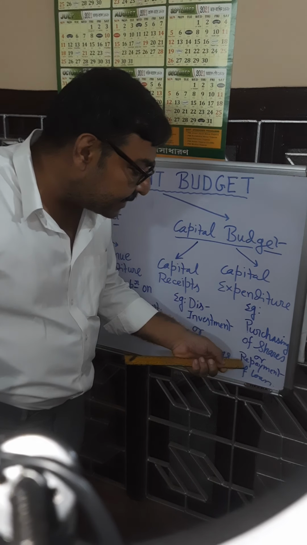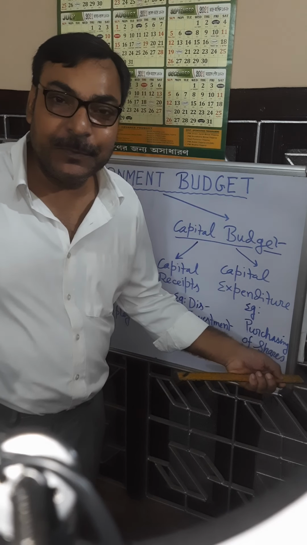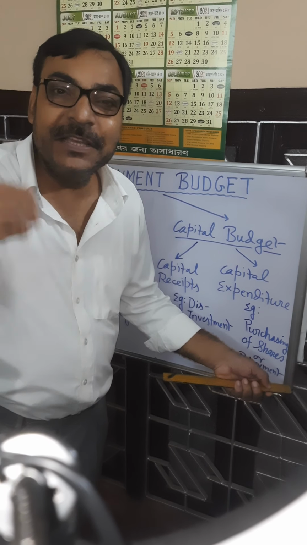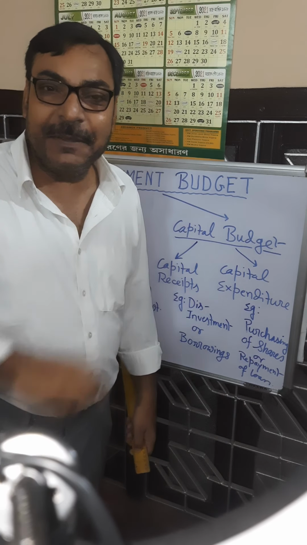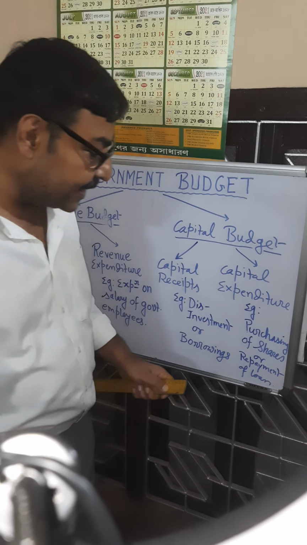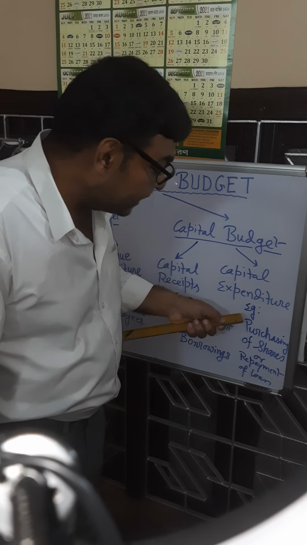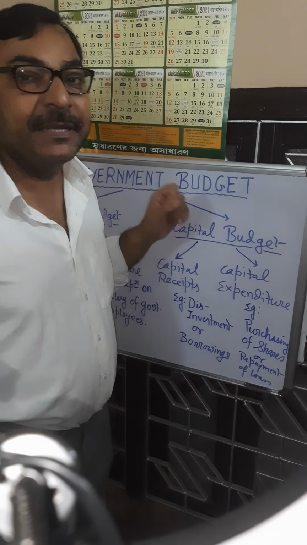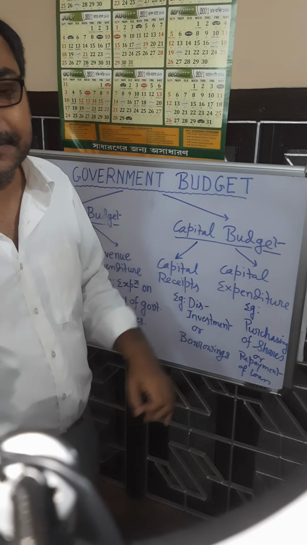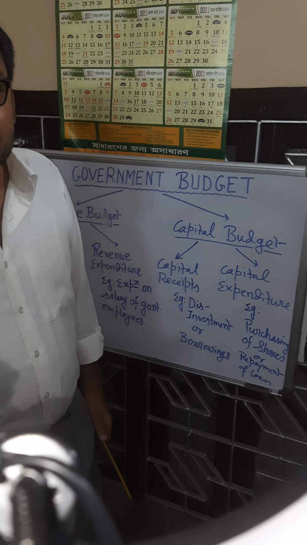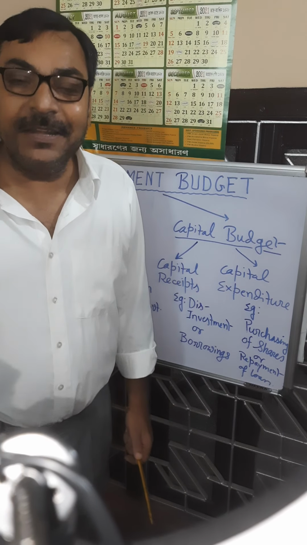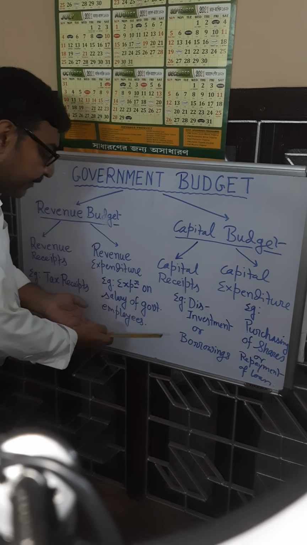Or if the government is spending money for the repayment of loan, when repayment of loan is going on, it is reducing the government's liability. So any expenditure where either assets increase or liability declines will be under the head of capital expenditure. But any expenditure which is not causing any increase in assets or any reduction in liability will be included in revenue expenditure.